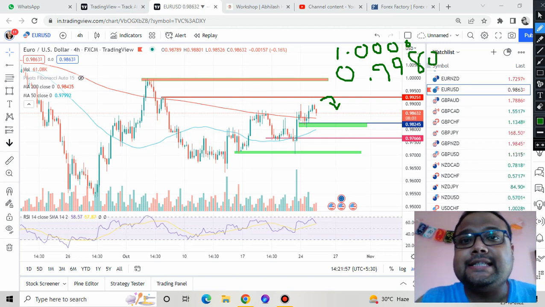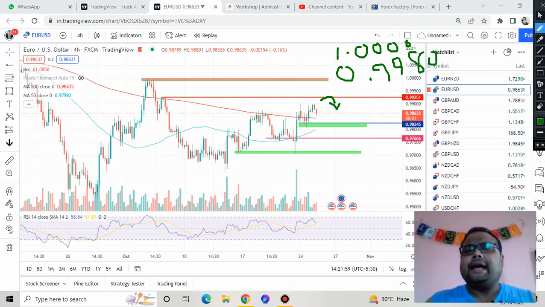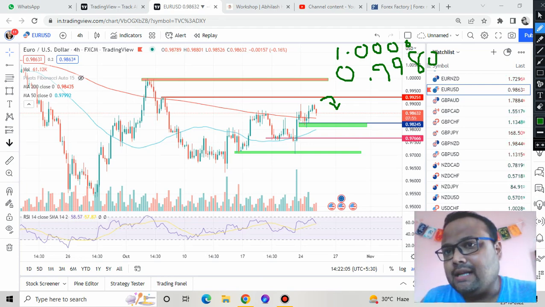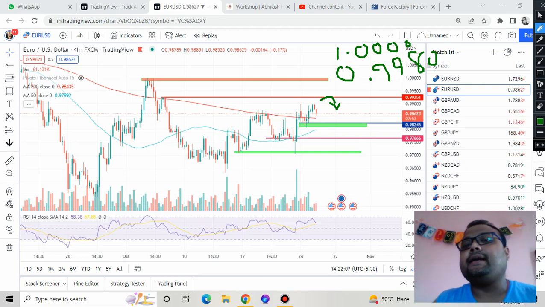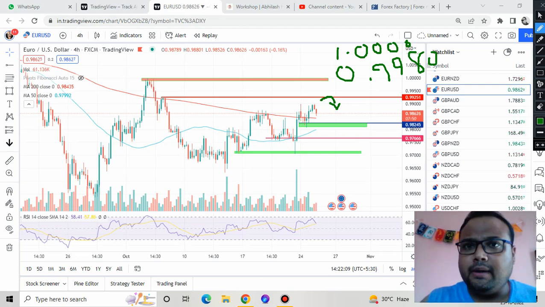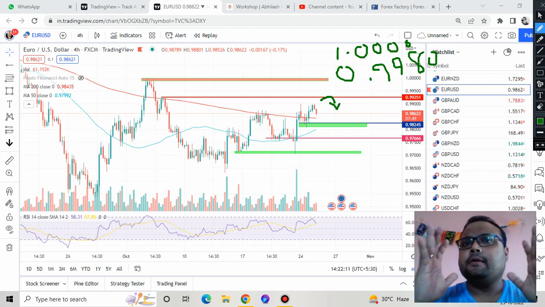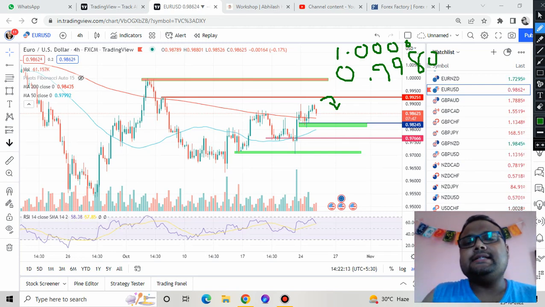0.9980. This is the second resistance for the market, and in this market situation there's a high chance that market will face some selling pressure around this level. If market reverses, you can take a sell position immediately. But my dear friends, I would like to mention one thing here, that these levels are for day trading purposes only.